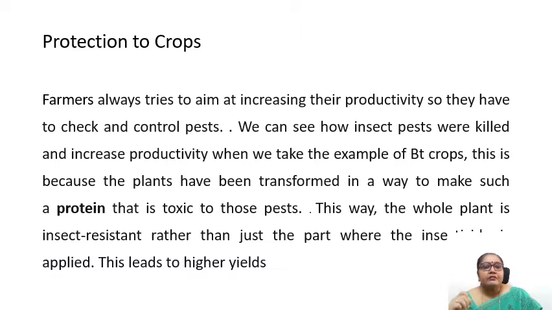We take the example of BT crops. The plants have been transformed in a way to make a protein that is toxic to the pests. The toxic protein is taken and injected into the plant. This way, the whole plant becomes insect resistant rather than just the part where the insect resistance is applied. So you're not just protecting a part of your plant, you're protecting the entire plant. That would help you to grow more crops and have a better yield.